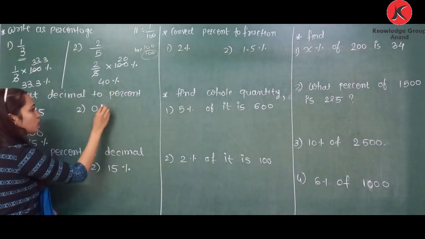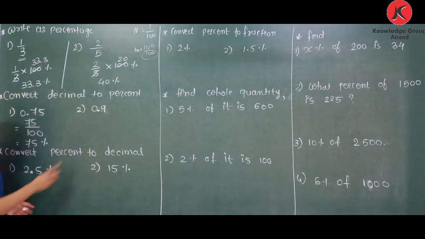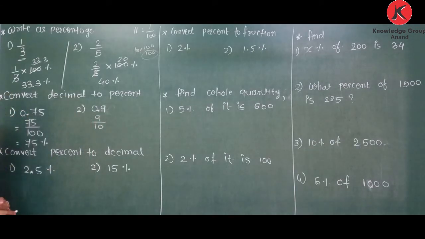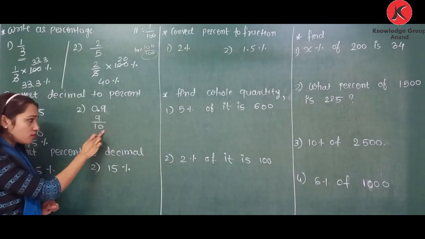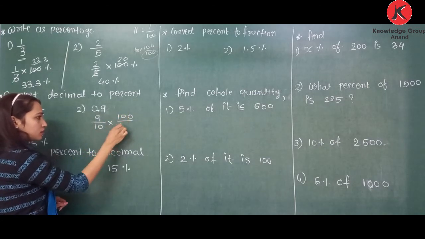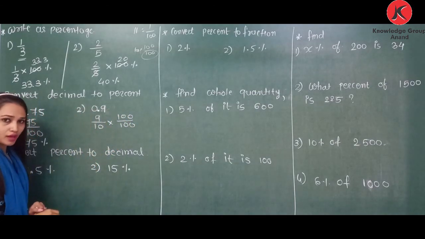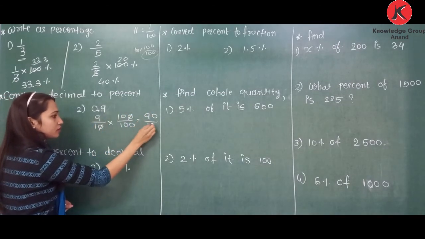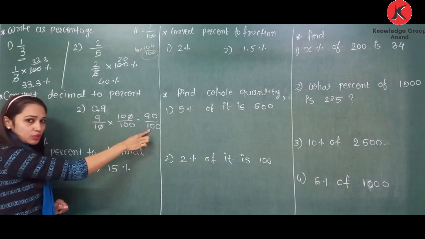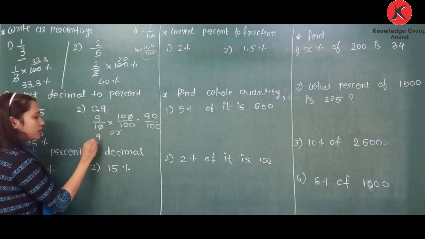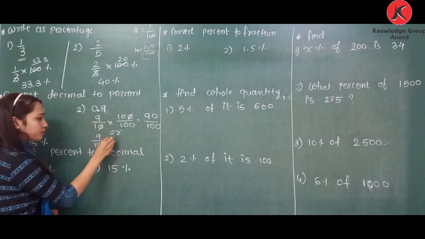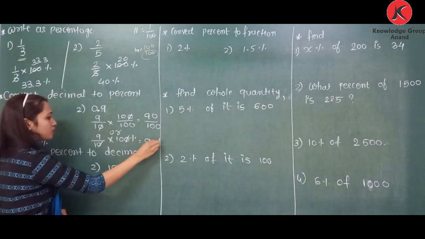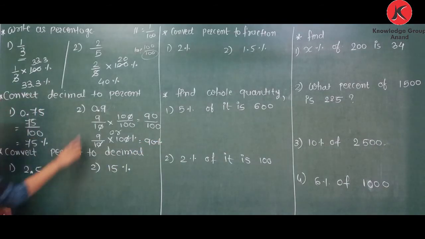Let's write here 0.9. So 0.9 can be written as the fraction 9 by 10. But here the denominator is not 100. How can we make it? You can multiply by 100 by 100 and cancel this out. So you will get 90 by 100. Now it is 90%, or you can write 9 by 10 multiplied by 100%. The 0 will be cancelled. So directly it is 90%. Clear? Both are the same.